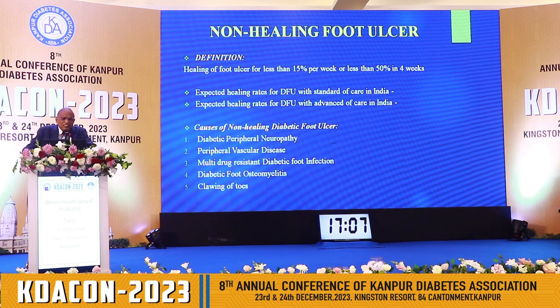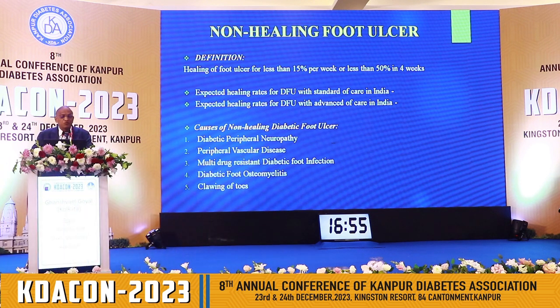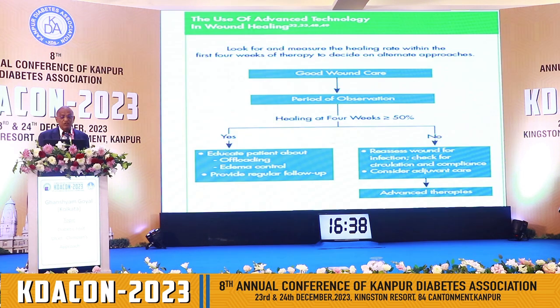So instead of discussing the clinician's approach for diabetic foot ulcer in general, I am going to discuss how to handle non-healing diabetic foot ulcers. How do we define it? Healing of less than 15% per week, or less than 50% in 4 weeks, is called a non-healing diabetic foot ulcer. And what are the causes? One is diabetic neuropathy, then vascular disease, multi-drug resistant diabetic foot infection, diabetic foot osteomyelitis, and clawing of toes.